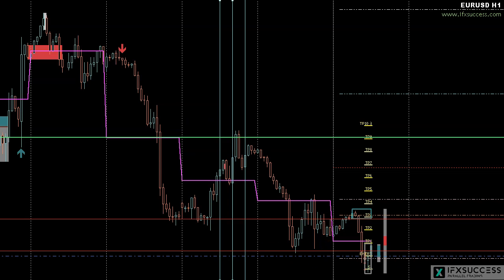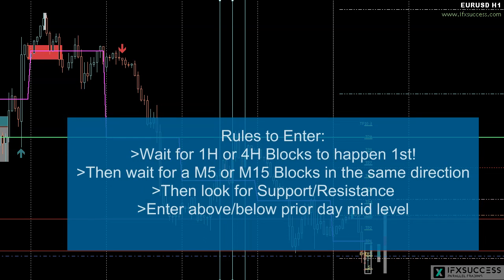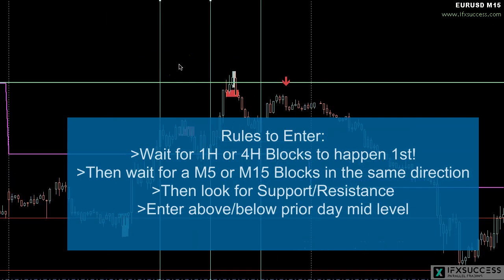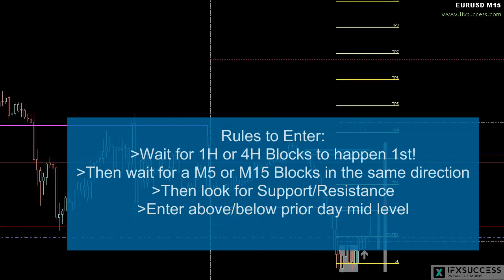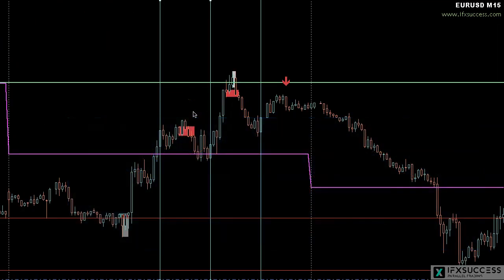So daily mid-level is like, wow, it's awesome. It's like magic. Okay, so that's the main idea. We look for higher time frame blocks to happen first. Then we move on to 5 minutes or 15 minutes, whatever you desire, and we wait for a block to happen. So ideally, yes, they redraw. I will not be able to tell how often or when it happens.